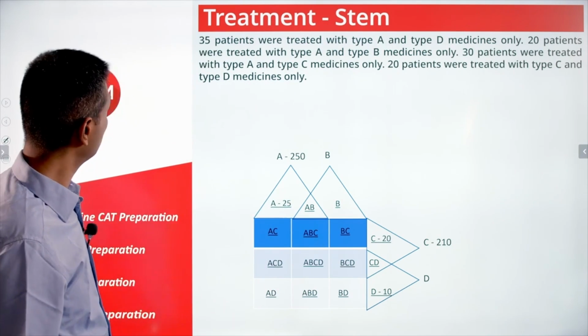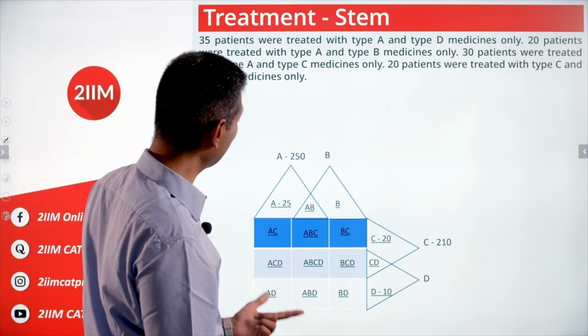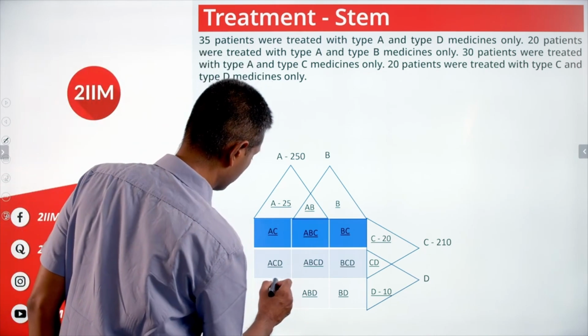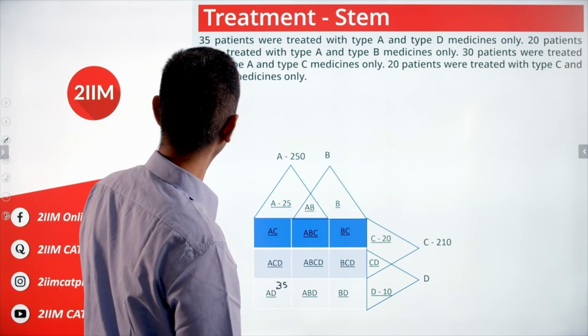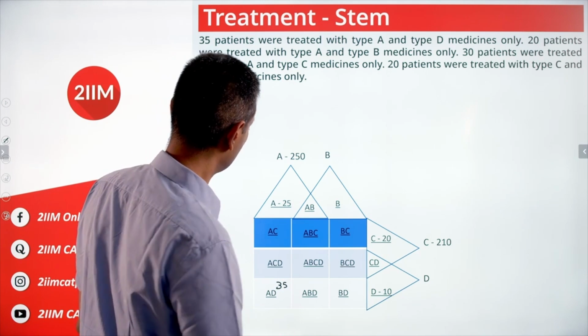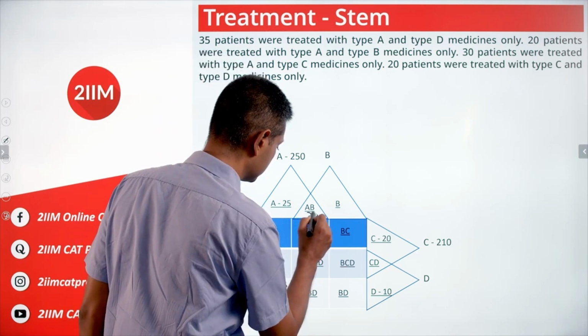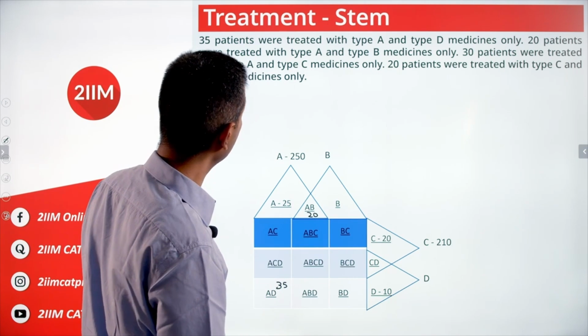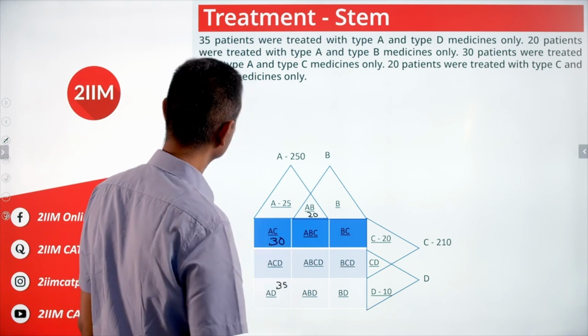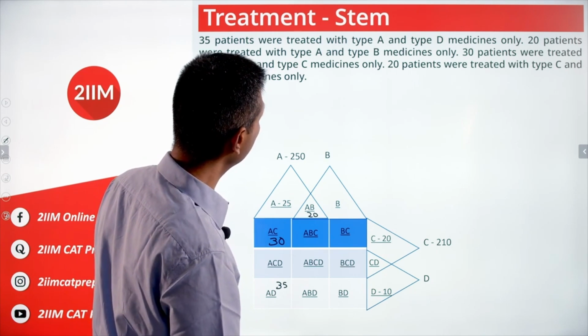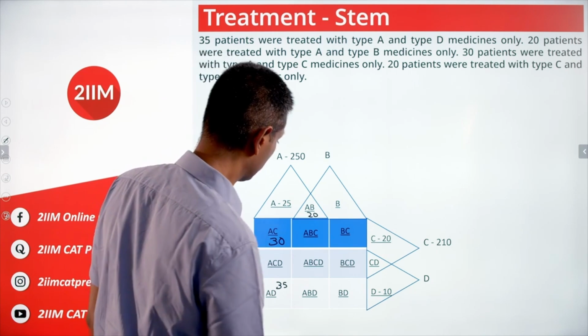I fill these in, and then 35 were treated with A and D only, this should be 35. Lovely. 20 patients were treated with A and B only, so this is 20. 30 were treated with A and C only, 30 here, lovely. 20 were treated with C and D only, this is 20.